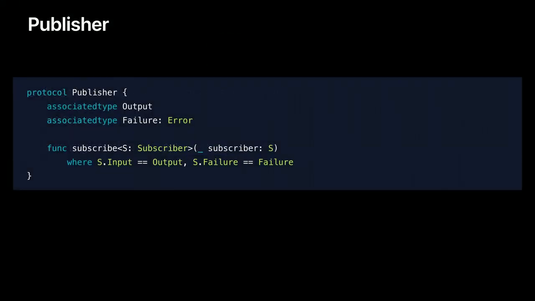Here's the protocol. It's called Publisher. It has two associated types: the Output, that's the kind of values that it produces, and the Failure, which is the kind of errors that it produces. If it's not possible for a publisher to produce an error, then you can use the type Never for that associated type. Publisher has one key function. It's called subscribe. As you can tell from the generic constraints on this function, subscribe requires the subscriber's input to match the publisher's output and the subscriber's failure to match the publisher's failure.